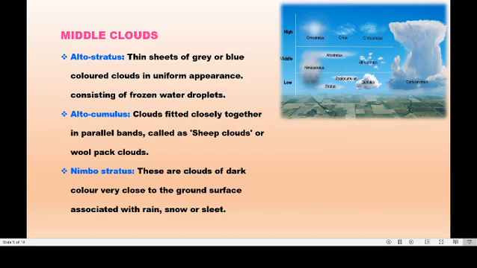But in the case of altocumulus, all these clouds are frozen water droplets, and here in altocumulus you could see a cauliflower-like structure.